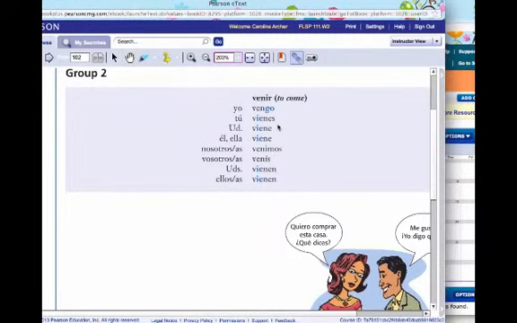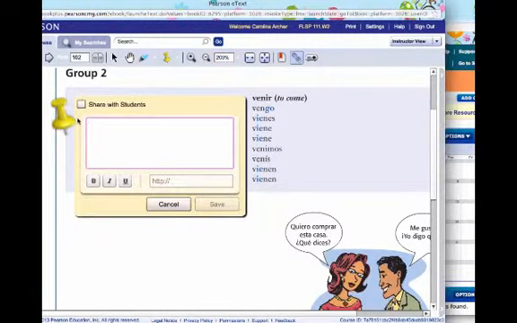This verb is one of those that, well, it doesn't really have a name, but the root changes from E to IE. So you can notice here, starting with tú, venir is the root. This E is going to change to IE. Yo vengo, tú vienes, él, ella, usted viene, nosotros venimos, and vosotros venís don't change.